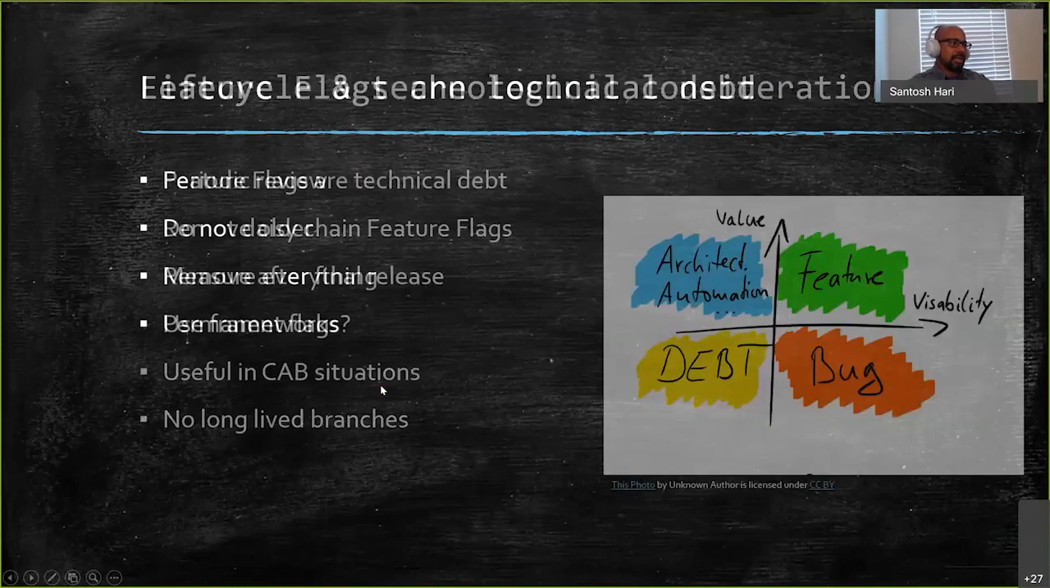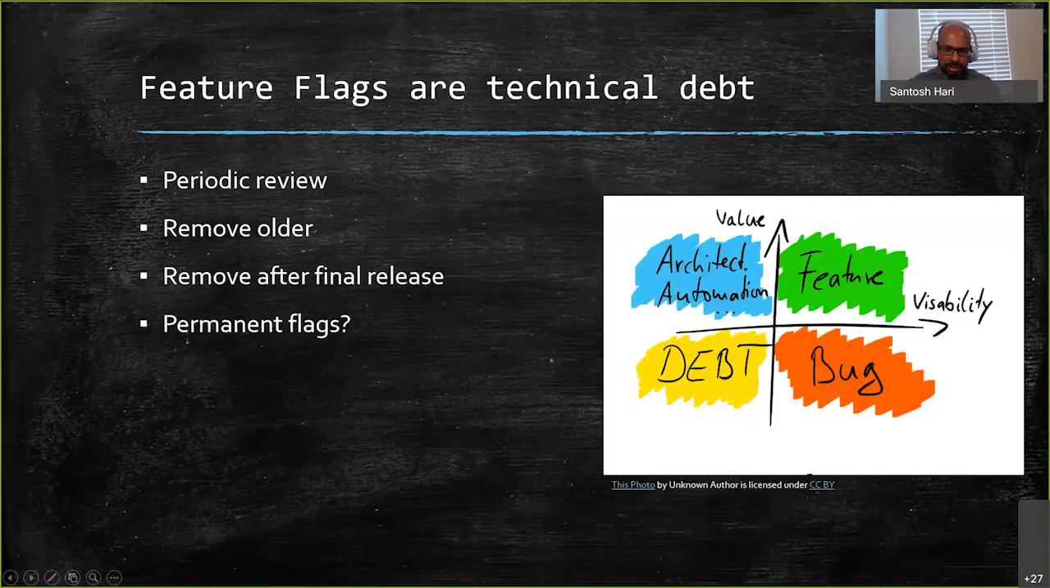So the first one is feature flags are technical debt. So please maintain good development practices on feature flags. Remove the old ones. If a feature has been fully released, remove the feature flag. If it's a permanent flag, then you have to keep maintaining it.